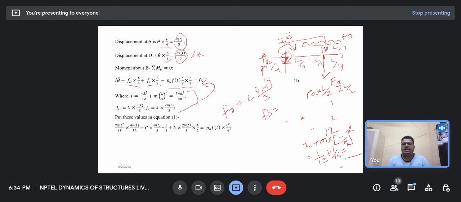You will get this equation. And you can rearrange it, like divide by L on both sides, or take some common factor which will cancel out, and then this is our final equation, both sides divided by L.